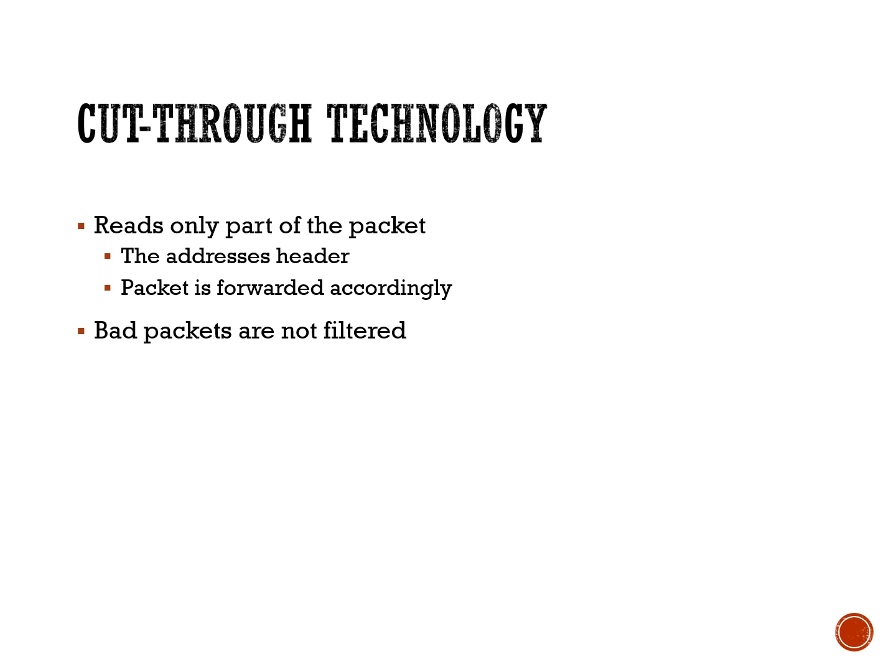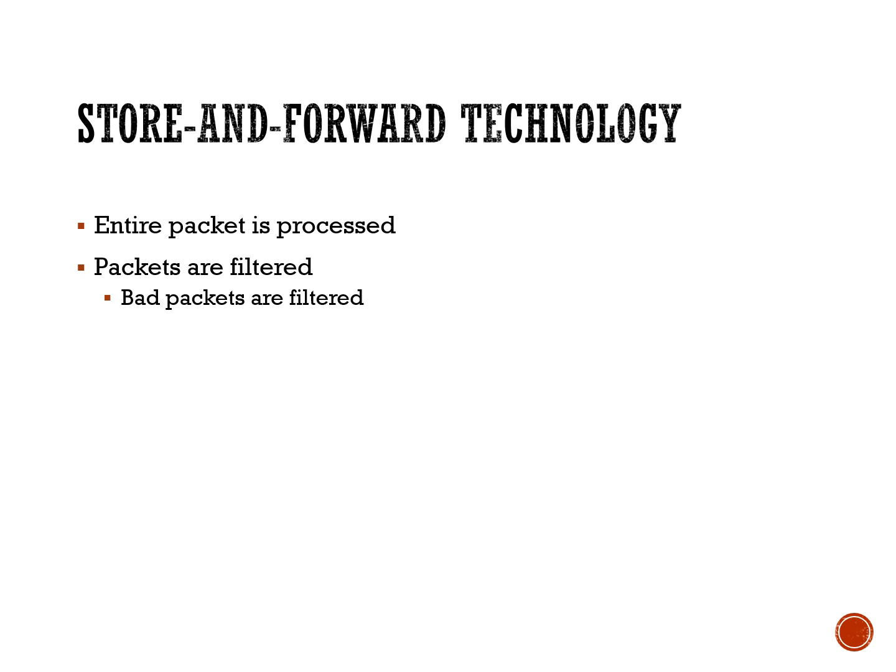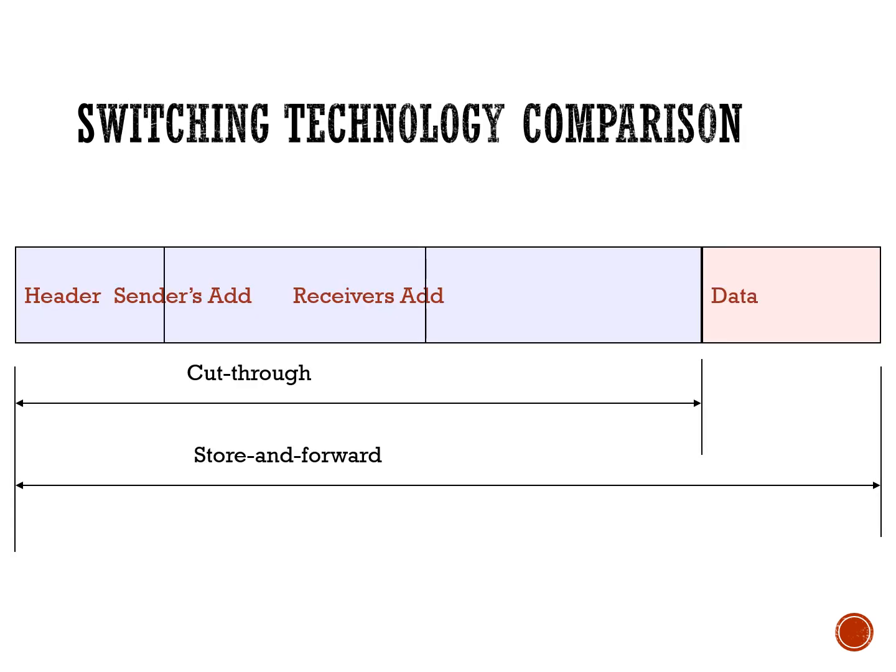Cut through technology only reads the address part of the header and the packet is forwarded accordingly. Bad packets are not filtered in cut through technology. Whereas in store and forward technology, the entire packet is processed and the bad packets are also filtered. See in this diagram, you can see the difference between cut through and store and forward. In case of cut through technology, as the receiver's address is received, the packet is forwarded further. They do not wait for the data.